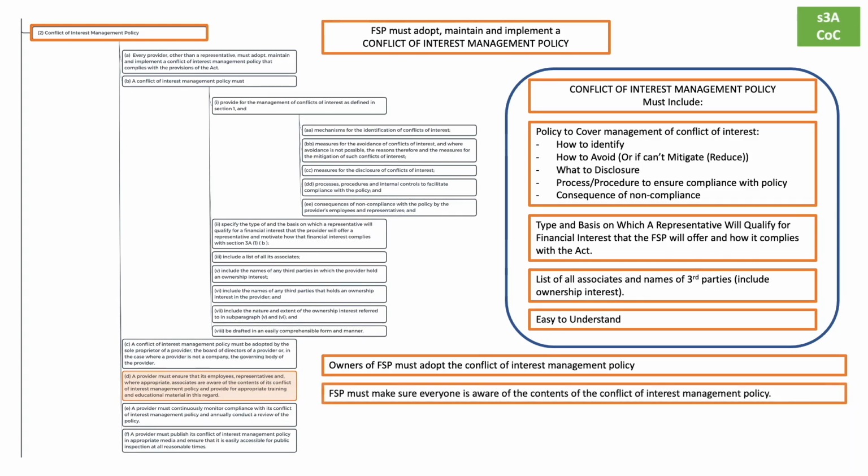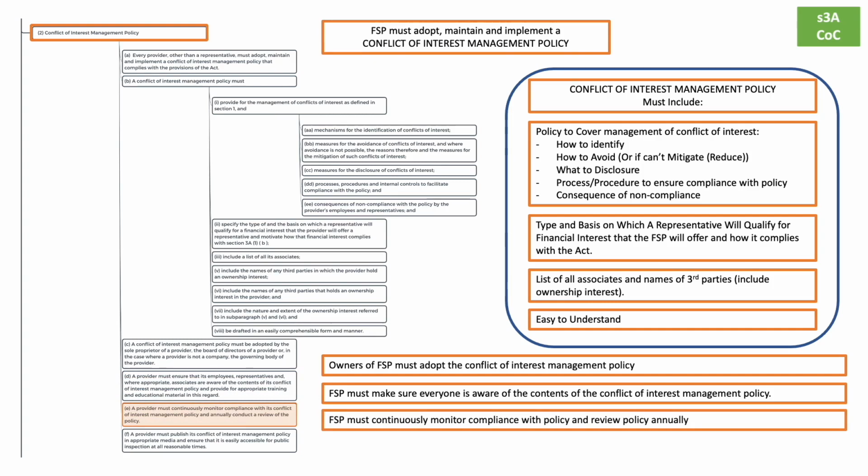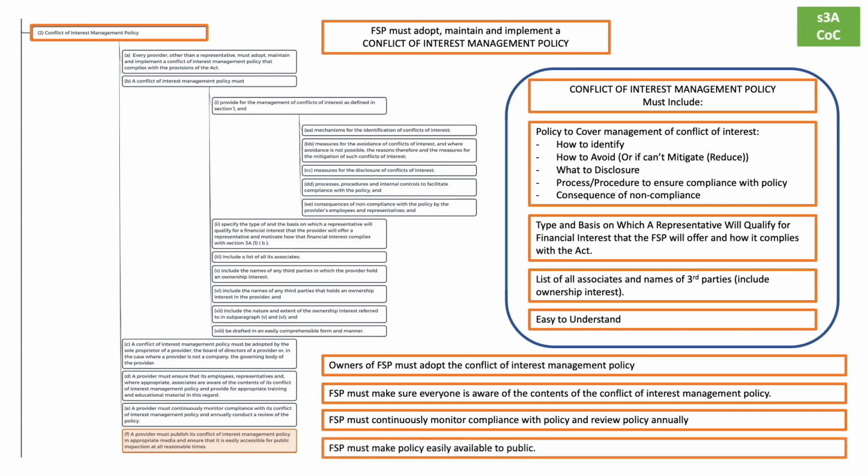The FSP must make sure everyone is aware of the contents of the conflict of interest management policy. This is usually done through training and awareness. The FSP must continuously monitor compliance with the policy and review the policy annually. The FSP must make the policy easily available to the public.